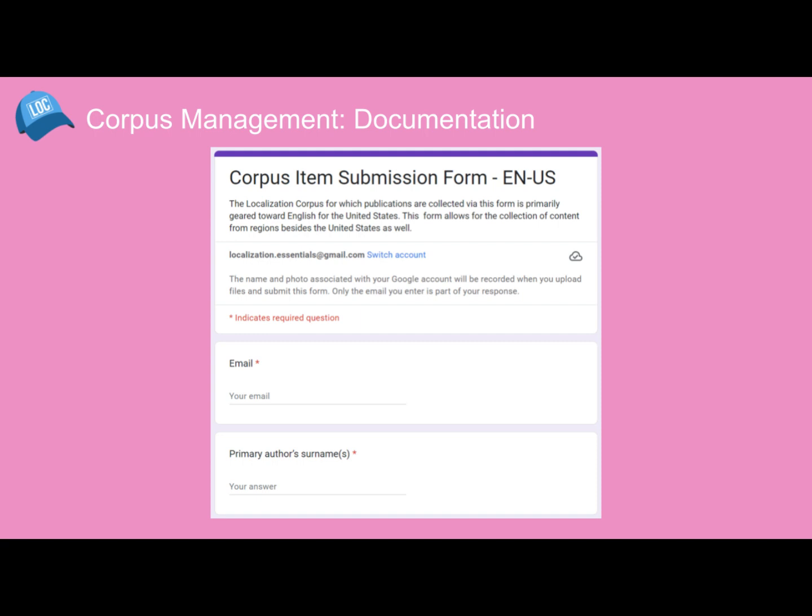Note that the more that you can standardize the way that a person is submitting information about the information product that they are submitting for your corpus, the better you'll be able to conduct later data analytics on your corpus.